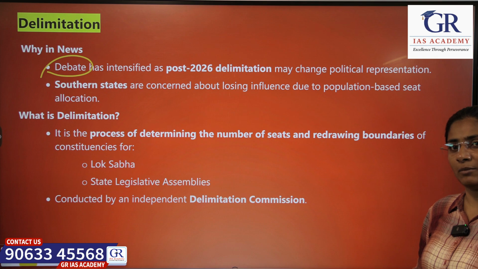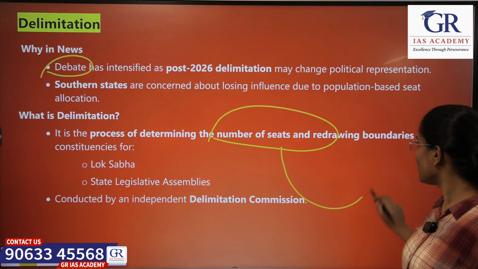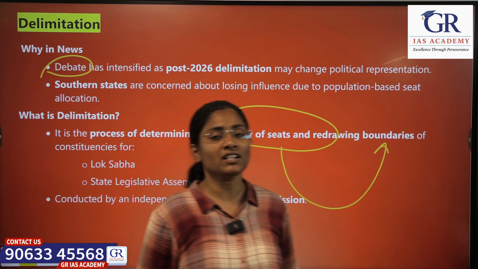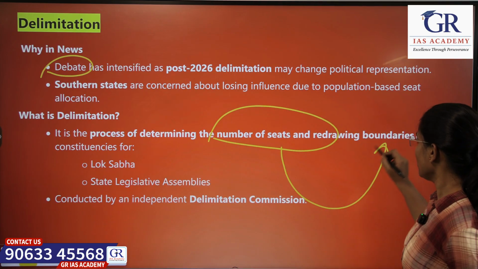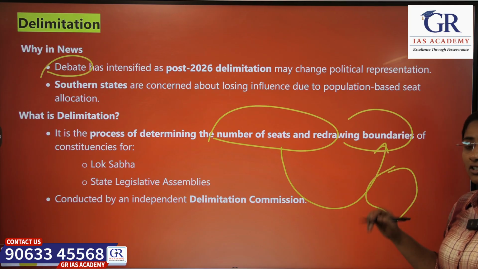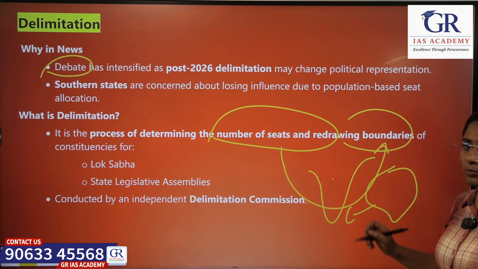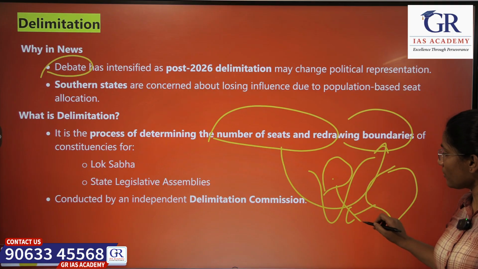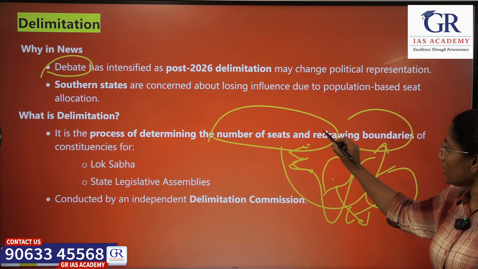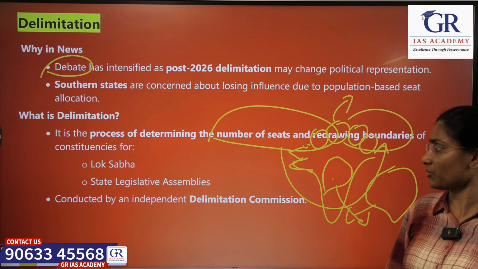So what is the delimitation? From the discussion we understand that the number of seats will be decided based on the population. How are they going to decide? They will draw constituencies. They will change the boundaries of the constituencies based on the population. Since southern states have controlled their population, more area, fewer representatives. But when it comes to North India, what happens? Less area, more constituencies, thus more representatives. So this will happen.